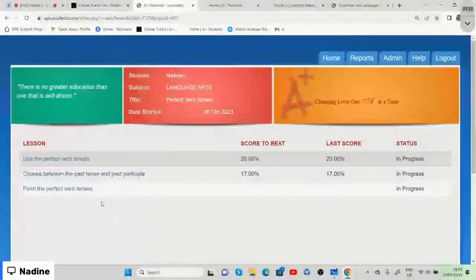So in our previous lesson, we also did perfect verb tenses, but we did two lessons. We did how to use the perfect verb tenses, and we also chose between the past tense and past participle. That was in our previous lesson, right? So today we are only going to focus on the one lesson, which is to form the perfect verb tenses.